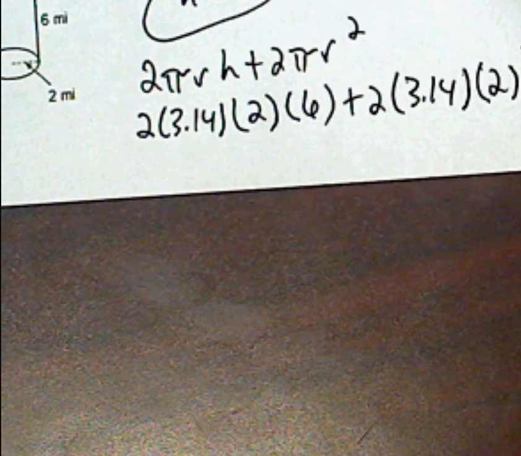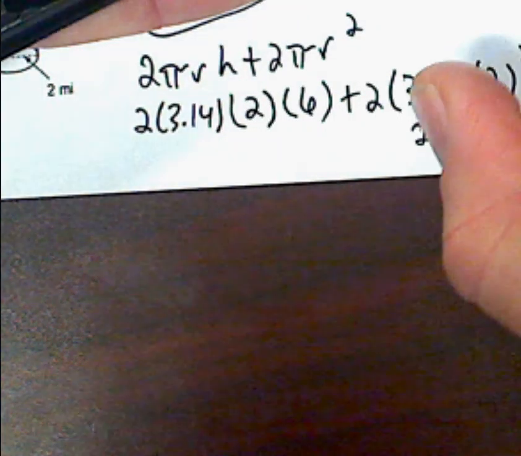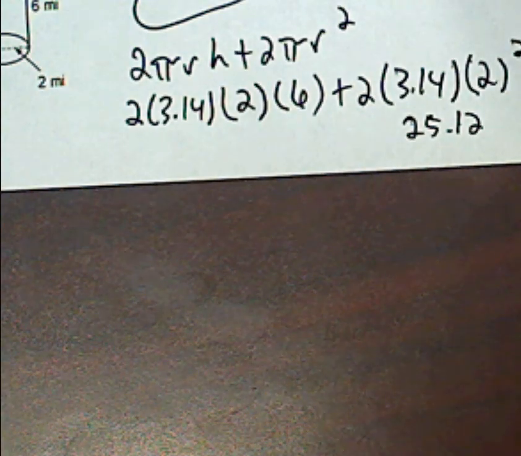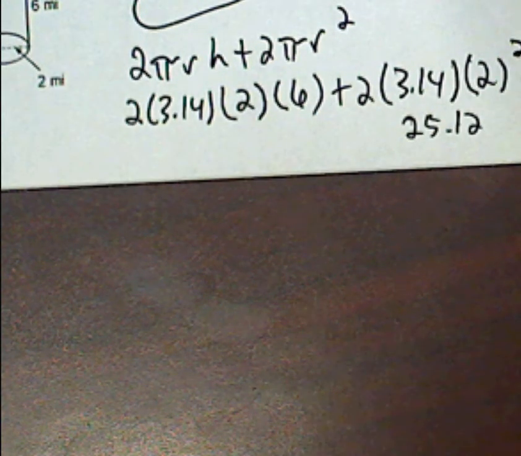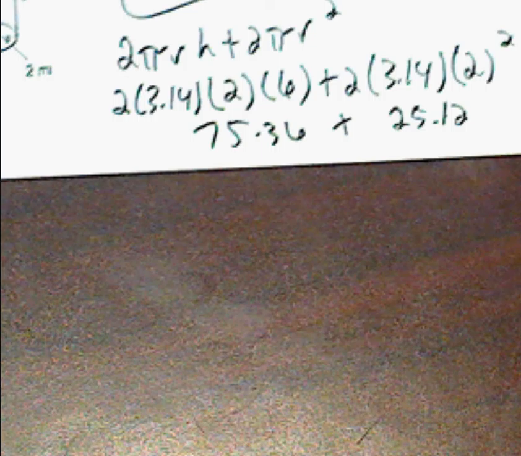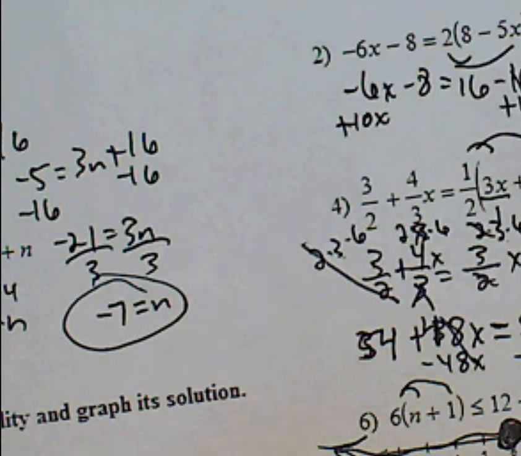So that's 4 times 3.14 times 2. That gives me 25.12. And then I have 2 times 3.14 times 2 times 6. That gives me 75.36. And then you would add those two to get your amount. And we are done.